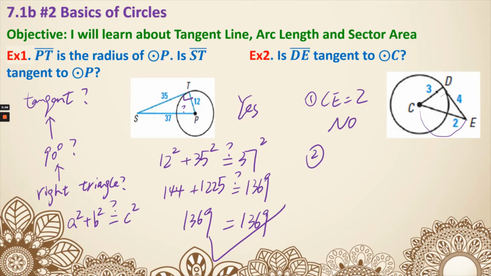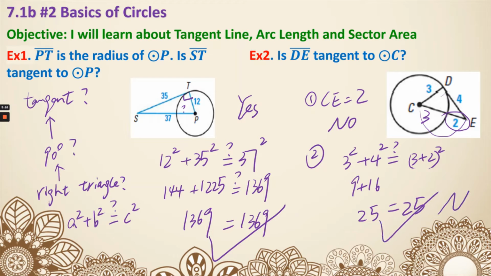The other thing is if you consider this little portion to be 2, this part would have to be the radius, which is 3. Then you're trying to decide if 3 squared plus 4 squared equals the 3 plus 2 squared. Left side is 9 plus 16, which is 25, and the right side is 5 squared, which is 25. So if that's the case, then the answer is yes. That's example 2.